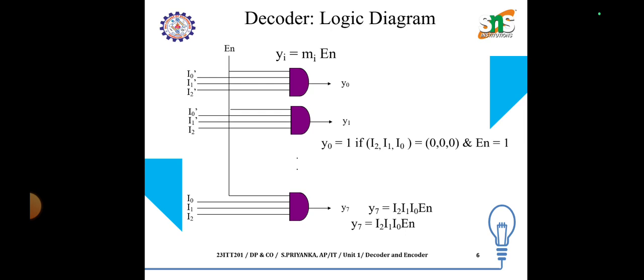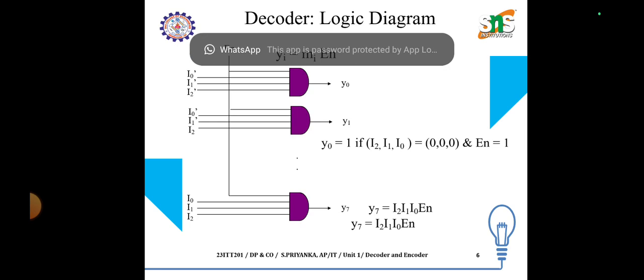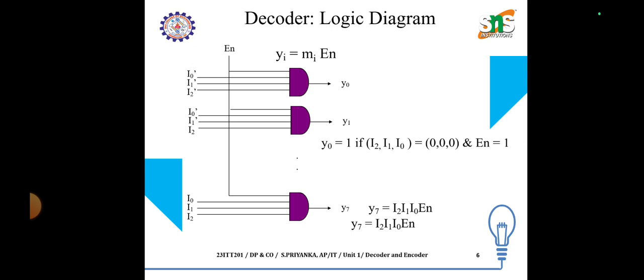Decoder logic diagram. This is the logic diagram of the decoder. Here y0 is equal to 1 if I2, I1, I0 is equal to 0 0 0 and enable is equal to 1. Here enable will always be available in each node.